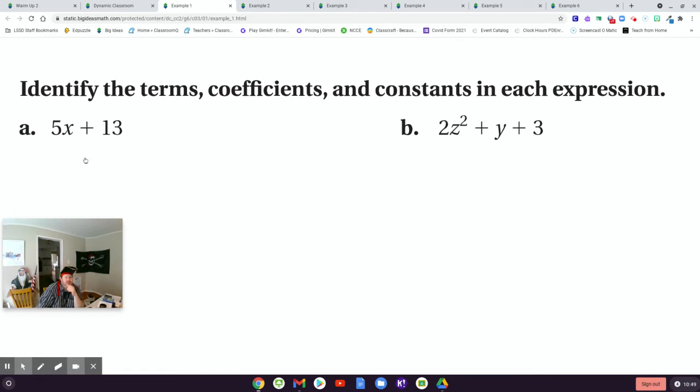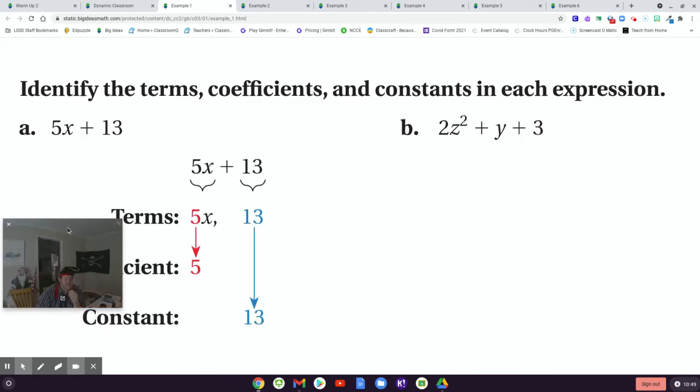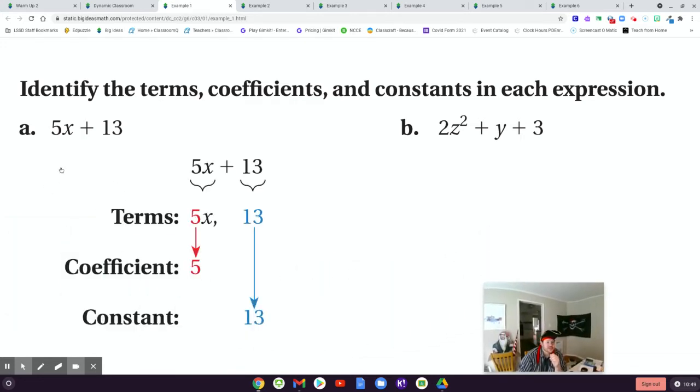So for this one right here, 5x plus 13, what is the constant here in 5x plus 13? It is 13. And what is the variable? The variable is x. And what is the coefficient? The coefficient is 5. So here we go. So it has 2 different terms. It has 5x as one term, 13 is the other term. The coefficient is only 5. 13 is a constant because it's all by itself.